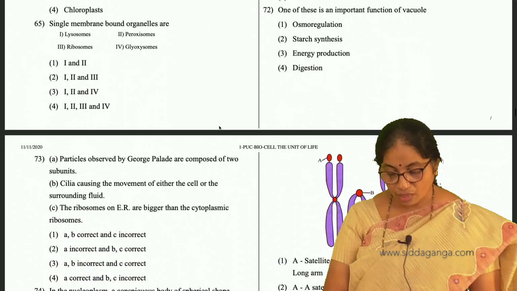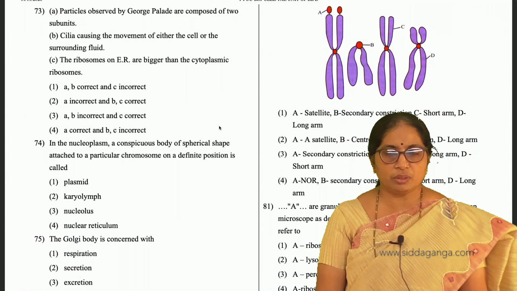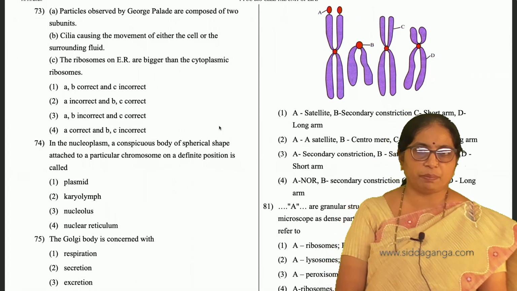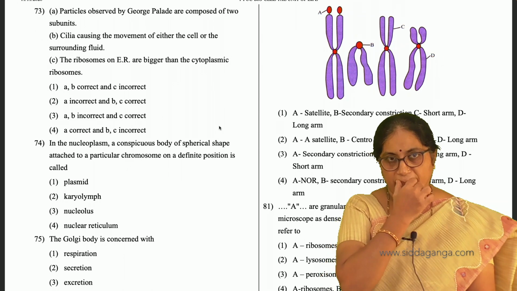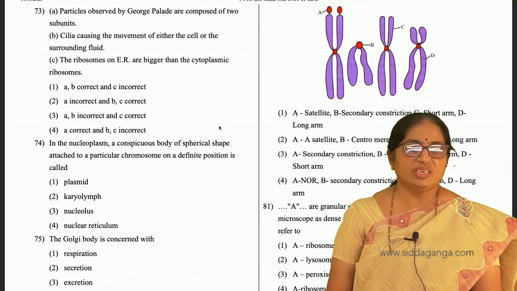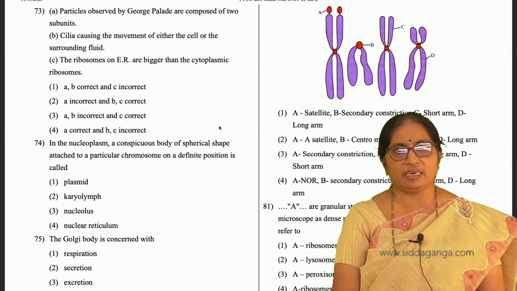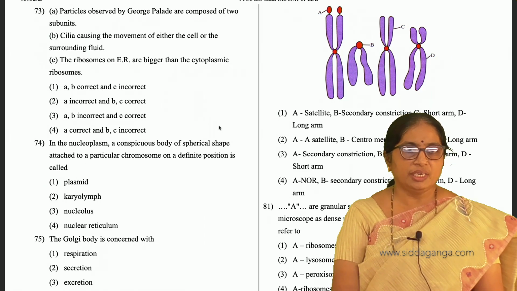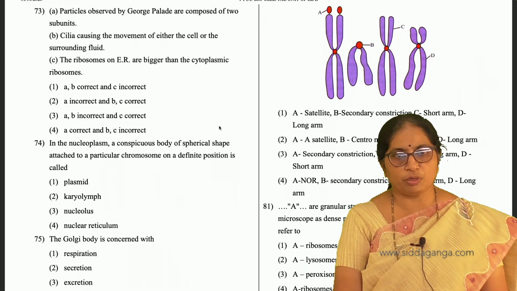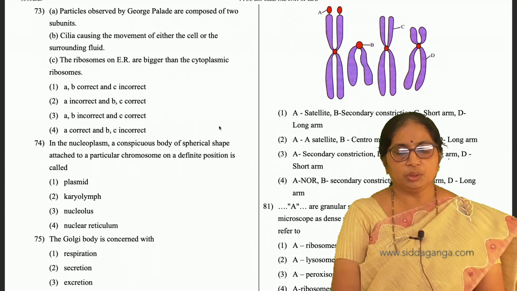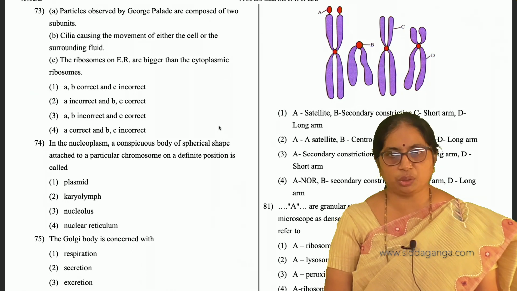Next. Question number 73. Particles observed by George Palade are composed of two subunits. Cilia causing the movement of either the cell or the surrounding fluid. The ribosomes on endoplasmic reticulum are bigger than the cytoplasmic ribosomes. So there are three statements given and you have to tell which are correct and which are incorrect.